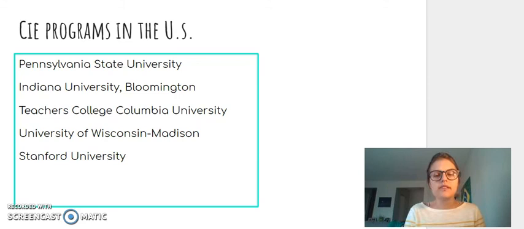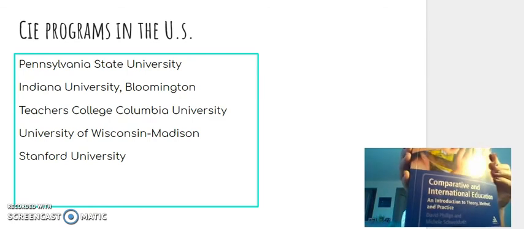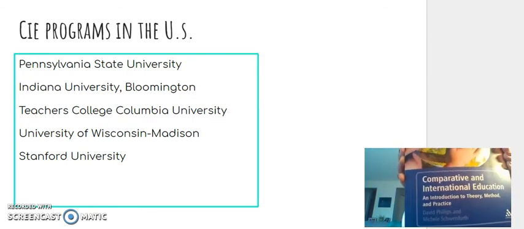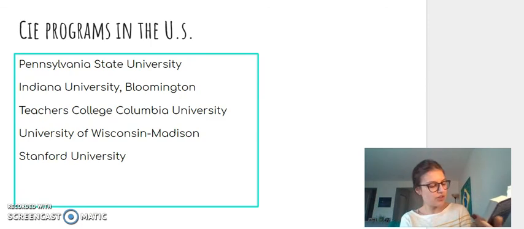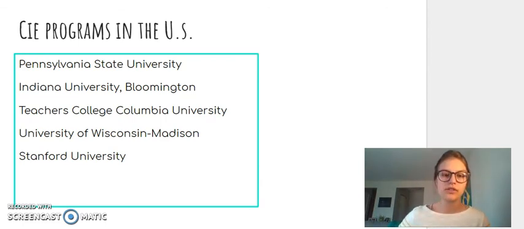There are some degrees out there that offer studies in just comparative education or just international education as well if you're interested in that, but I decided to put a couple from the United States that are both comparative and international education. I would also recommend reading this book. There we go. Comparative and International Education, Introduction to Theory, Method, and Practice by David Phillips and Michele Schweisfurth. It's a really good introduction to the field if you're interested.